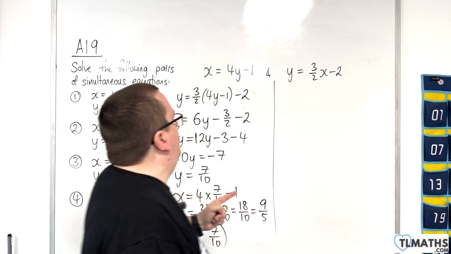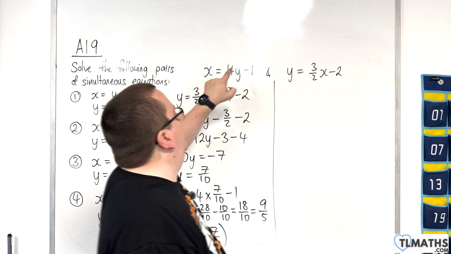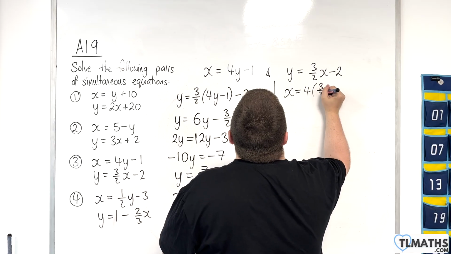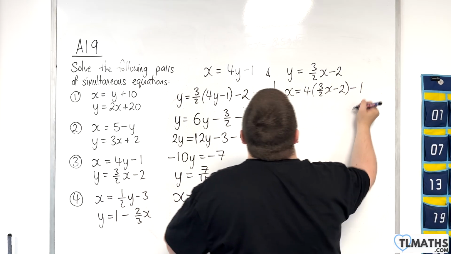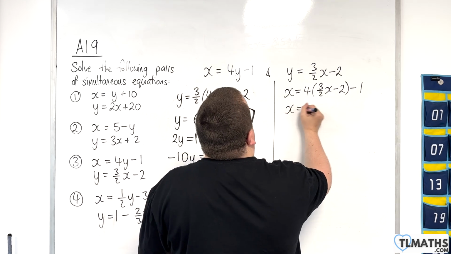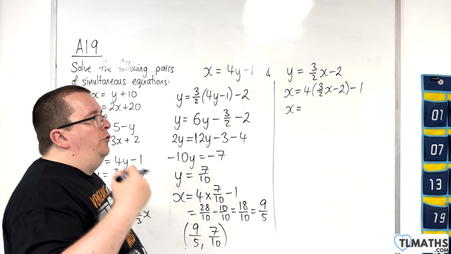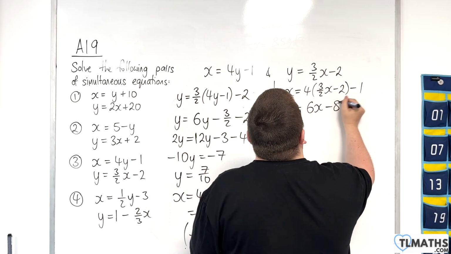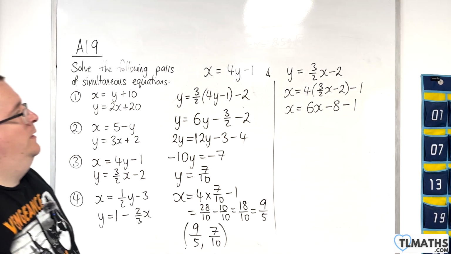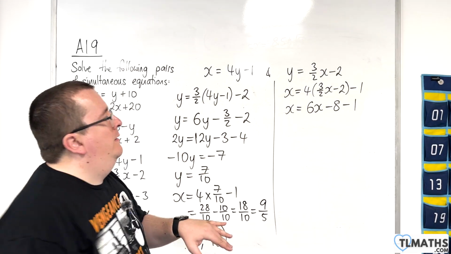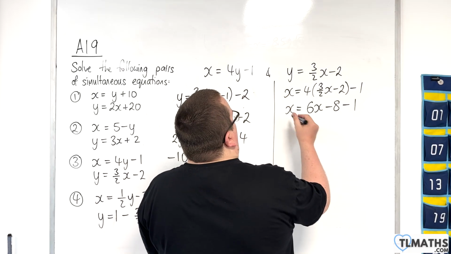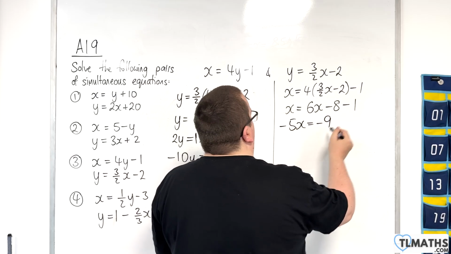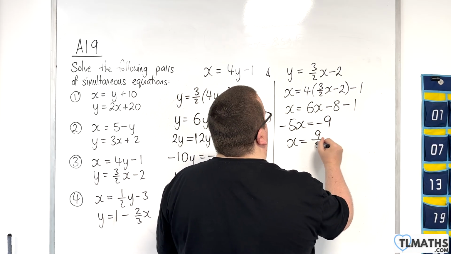So if we do it the other way around now, we're going to substitute that one into that one. We're going to get x is equal to 4 lots of 3/2 x take away 2, take away 1. So 4 lots of 3/2 is 12/2, which is 6. So 6x, 4 times minus 2 is minus 8, take away 1. So this way has ended up with no fractions to deal with here, which is useful. Subtract 6x from both sides, so minus 5x is equal to minus 8 take away 1, which is minus 9. Divide through by minus 5, so x is 9/5.